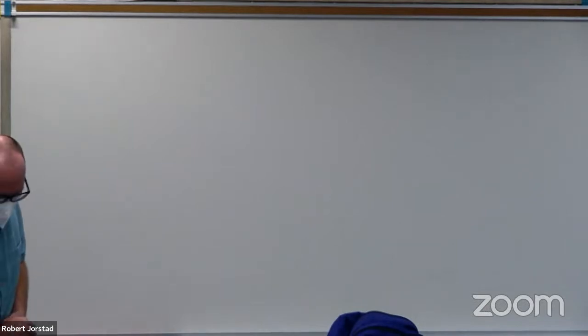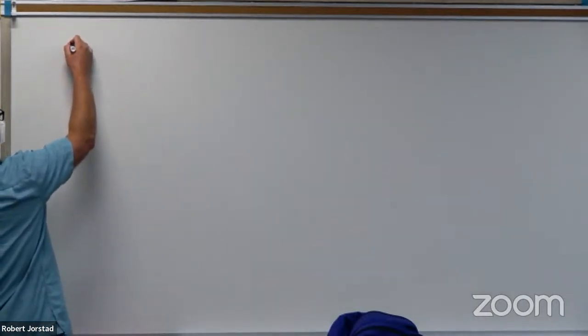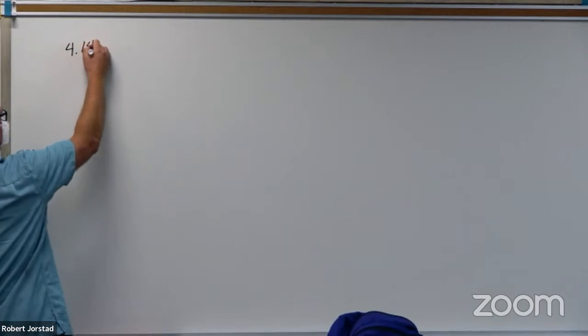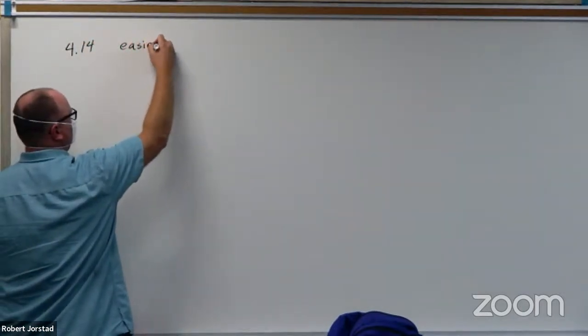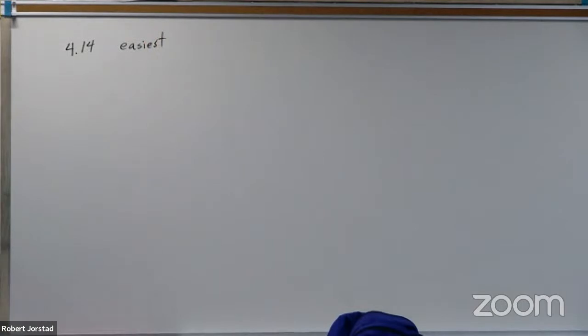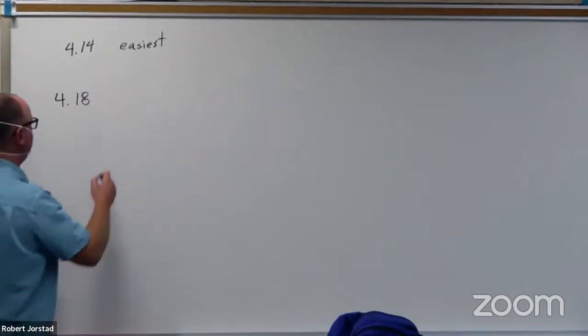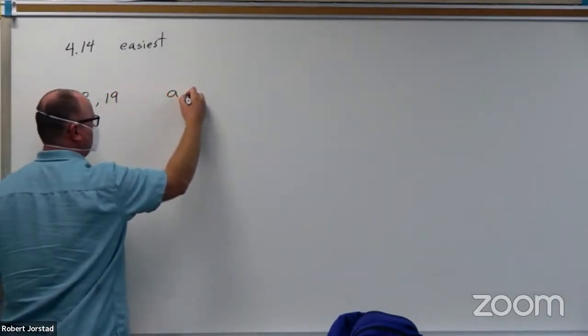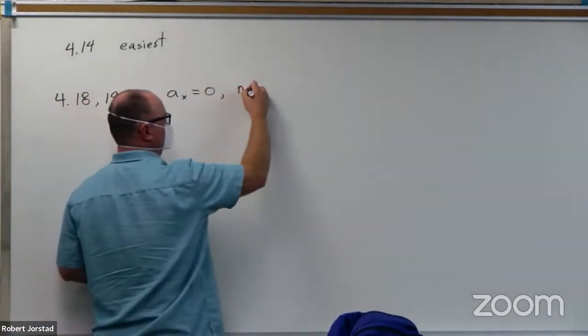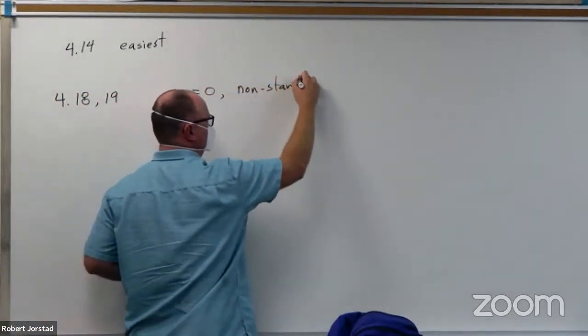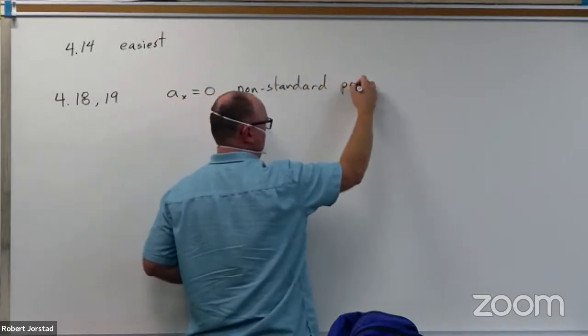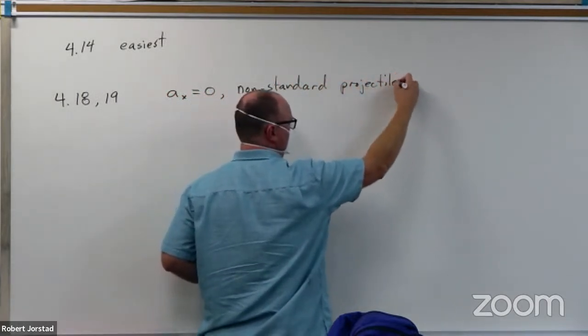All right, so here are some problems that you could do. If you're still learning and still kind of bad at this, 4.14 is probably the easiest. It's a continuation of the problem we just did, and it talks about the impact angle, and you can see how that's different. If you do 4.18 or 4.19, a_x is not equal to 0. These are called non-standard problems. So if you're curious about non-standard projectiles, you could do one of those.